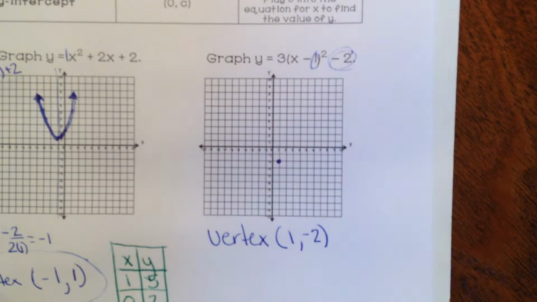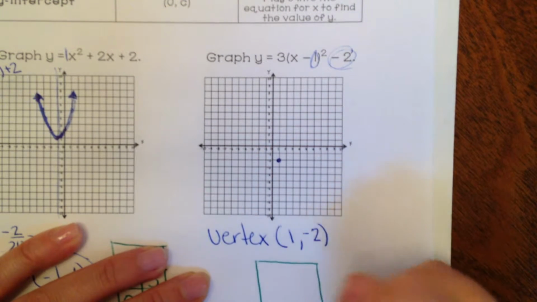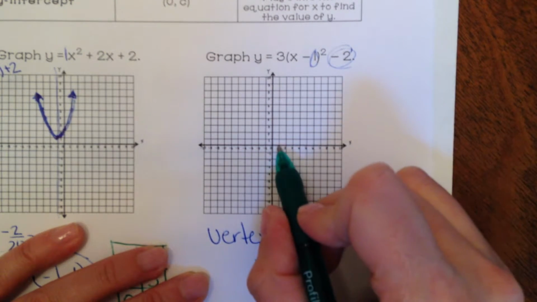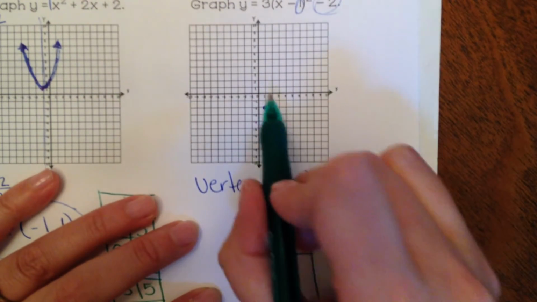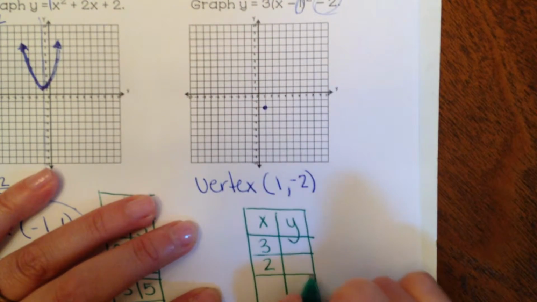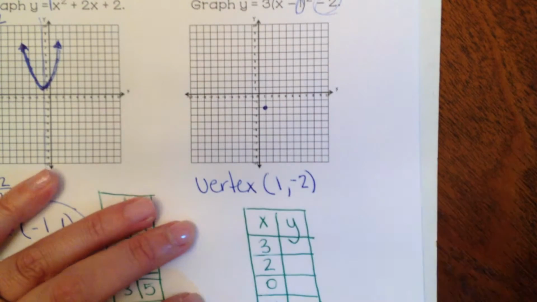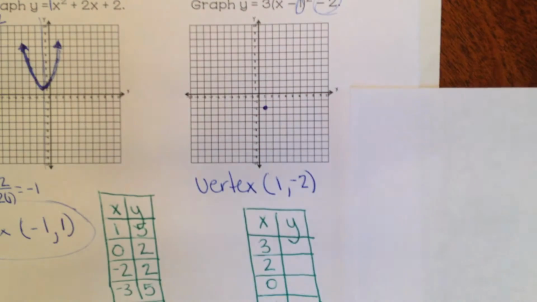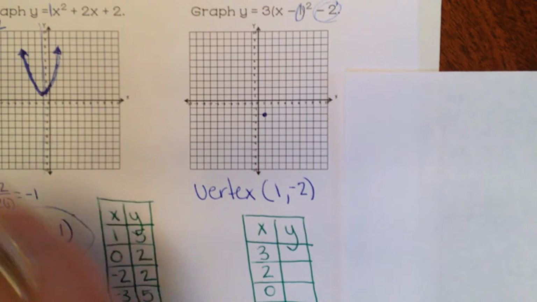Then I'm going to pick a few points. Again, I like to do 2 to the right, 2 to the left. Okay, so if the x value is 1, well, 2 to the right, we have 2 and 3, so I'm going to start with the largest. We have 3 and 2. 2 to the left, 0 and -1. Okay. And I'm going to plug these into my equation and solve for y. So my equation is right here.